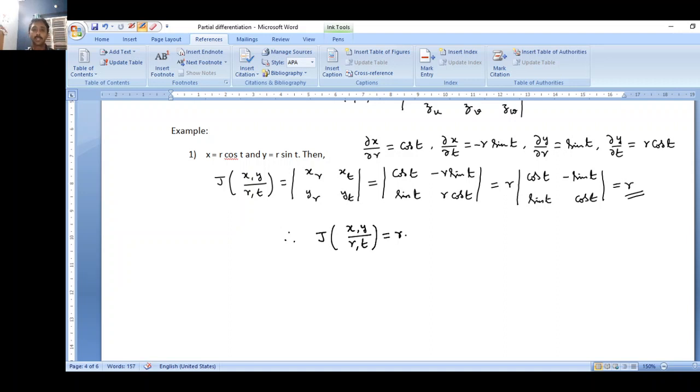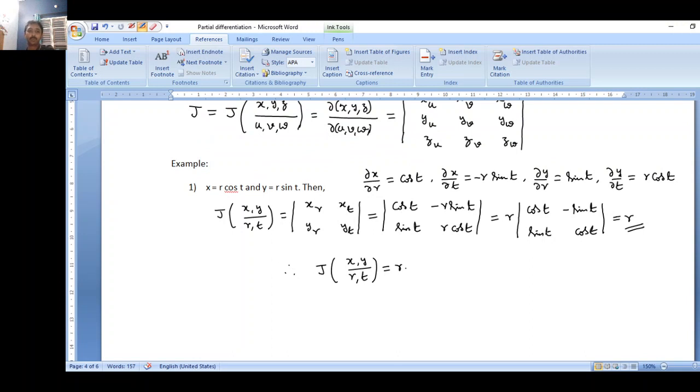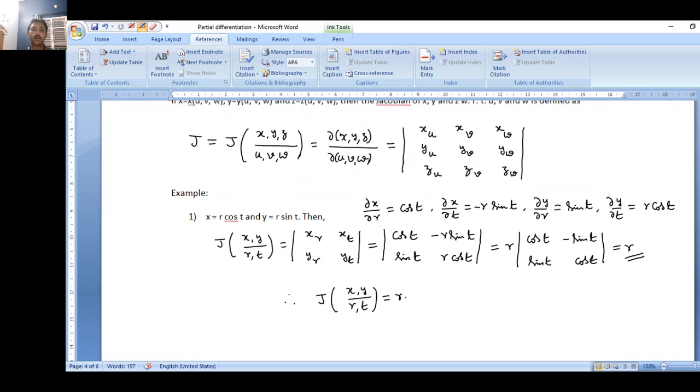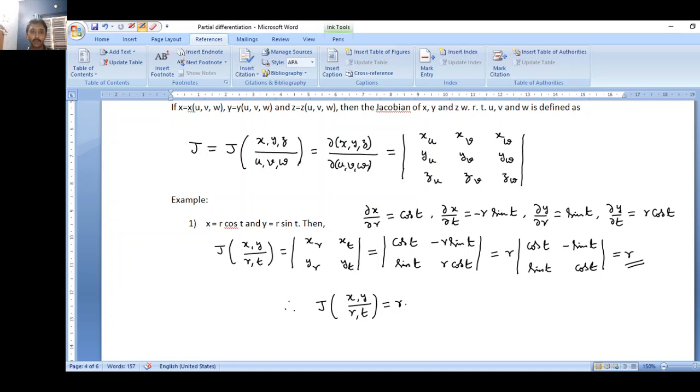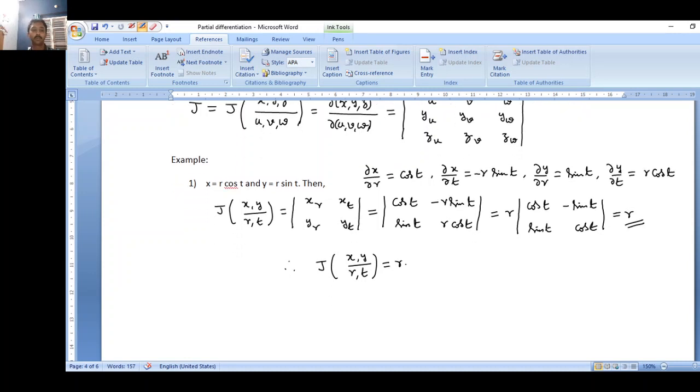Okay, so this is exactly how we define the Jacobian of two variables with respect to two variables, or as given here, three variables with respect to three variables, and so on. Right? Now, before we look into some more problems pertaining to Jacobians, we will look into some very important properties of Jacobians.